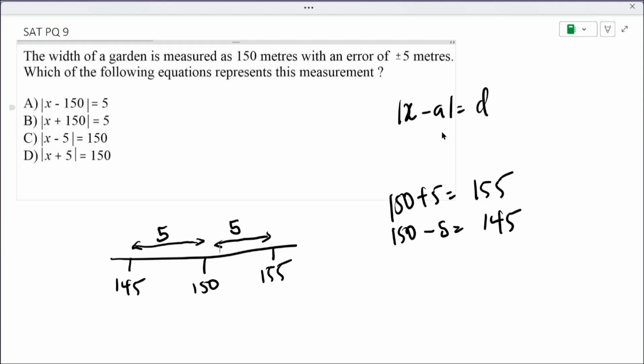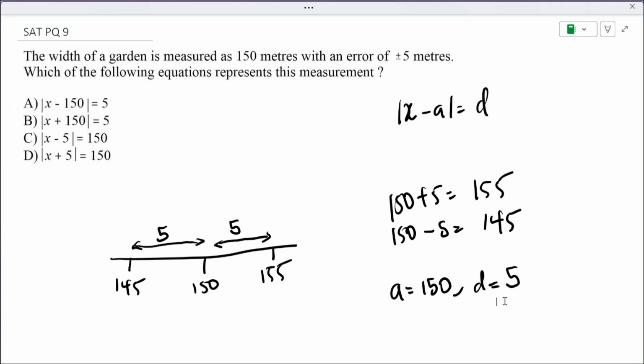So from this, we can get to know that A, which is the midpoint, is 150. A equals 150. And D, we know, is the distance from the halfway to any of the endpoints, either on the right or on the left. The distance between the midpoint and the point on the right, which is the same as the distance between the midpoint and the point on the left, is 5. So D is 5. You leave your x as your x, then you change the value of A to 150 and the value of D to 5.